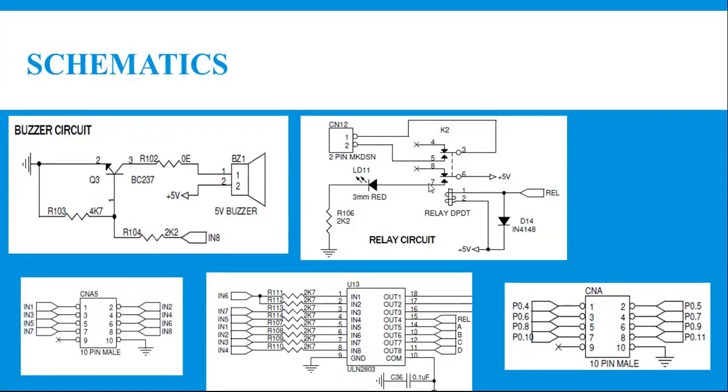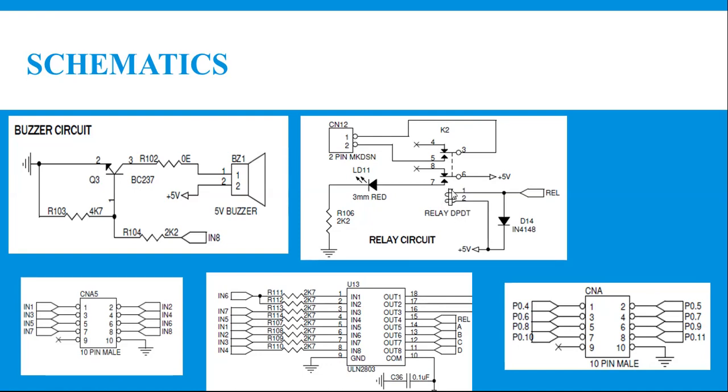Now consider the schematic of the relay. The relay is an electromagnetic switch. Here we are considering a dual pole dual throw relay. That means with the help of a single coil, we can control two poles. Generally, the switch position of the relay is initially connected to the normally open terminal, and when the coil gets energized, the switch will change position from the normally open terminal to the normally closed terminal.